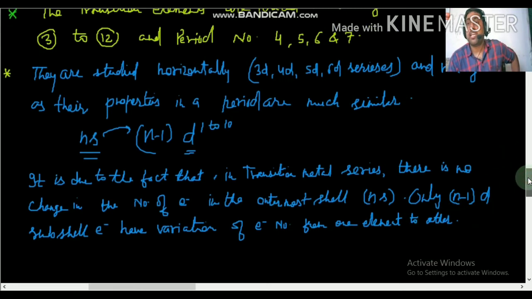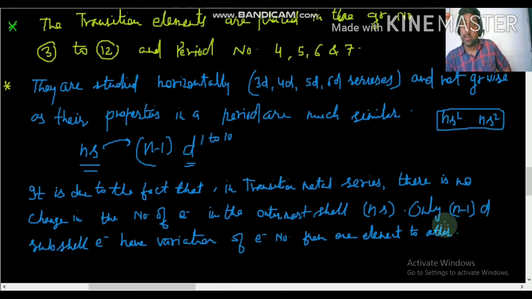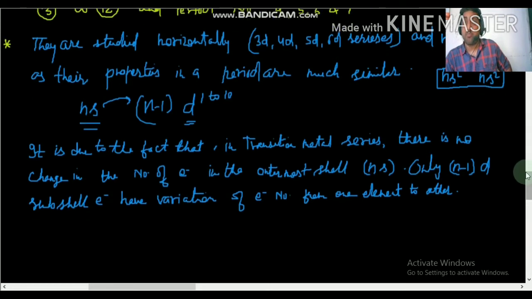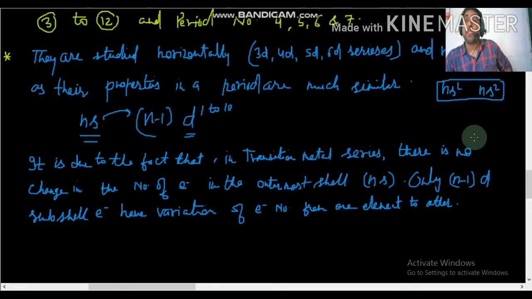Now the question arises, why do the S block and P block elements have similar properties in a group? Because in a group, the valence electron configuration is fixed. Suppose in the first group it is NS1, in the second group it is NS2. The same kind of thing found in S block and P block group wise is being found here horizontally, period wise. That's why they have similarity in properties horizontally. Hence we study them in period wise format, that is 3D series, 4D series, 5D series and 6D series, and not group wise.